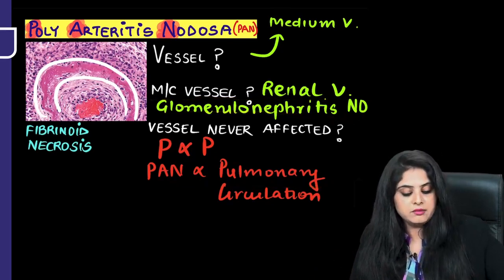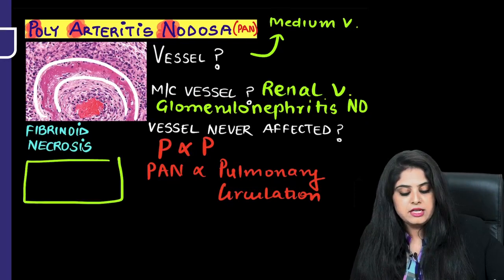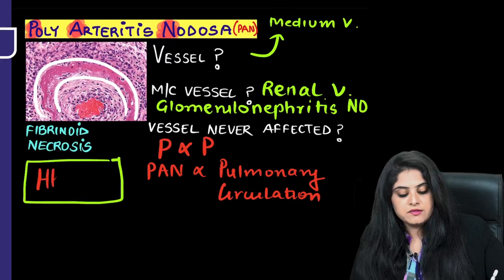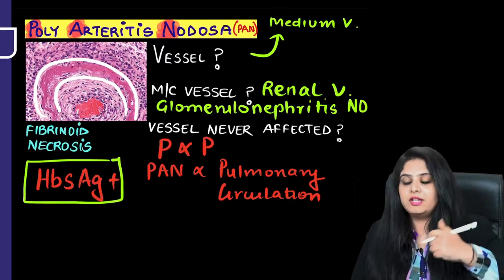And now keeping the most famous question for the end. It is associated with which viral marker? It is associated with HBsAg. Very important history in the paper. So PAN, polyarteritis nodosa, is done.